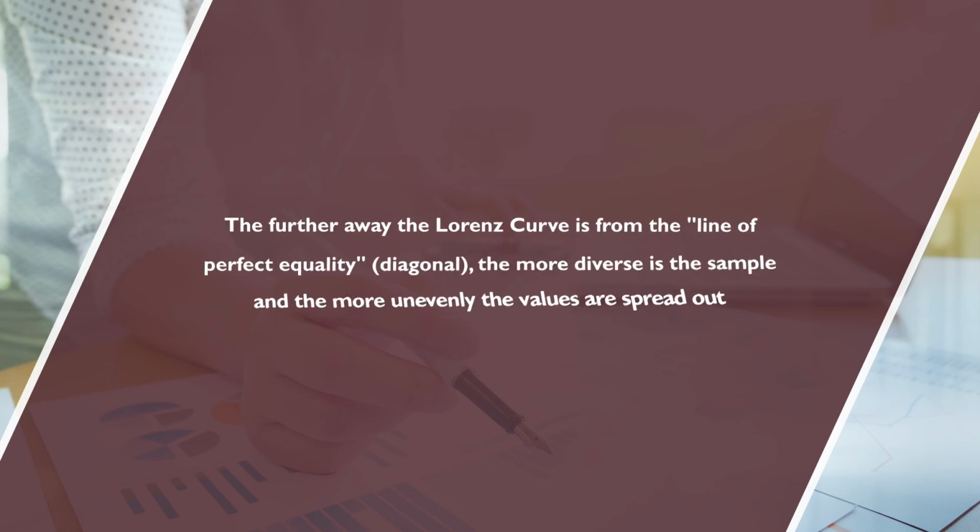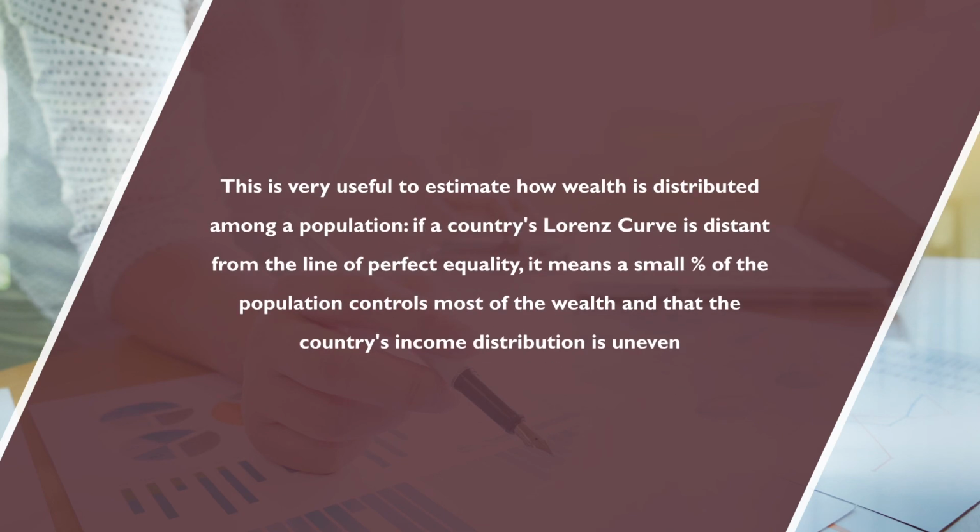The further away the Lorenz curve is from the line of perfect equality, which is the diagonal, the more diverse is the sample and the more unevenly the values are spread out. So this is useful to estimate how wealth is distributed among a population. If a country's Lorenz curve is distant from the line of perfect equality, it means a small percentage of the population controls most of the wealth, and that country's income distribution is uneven.